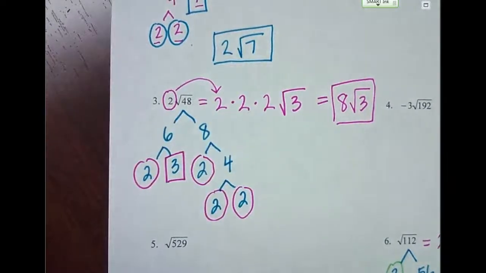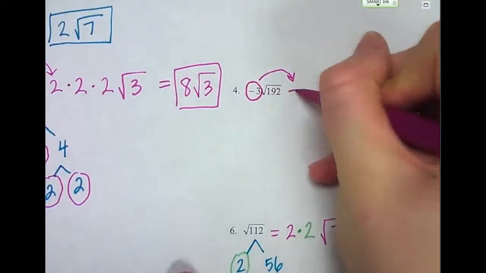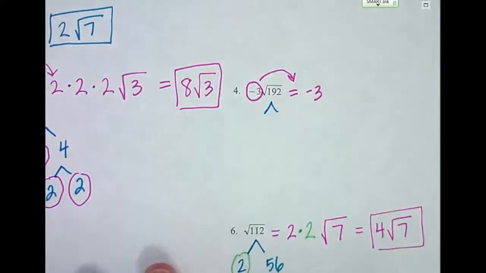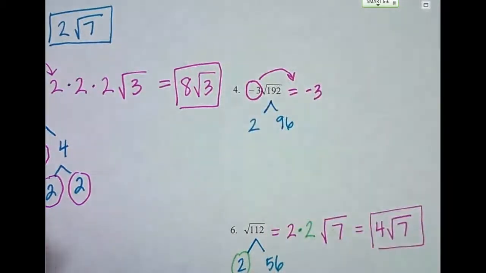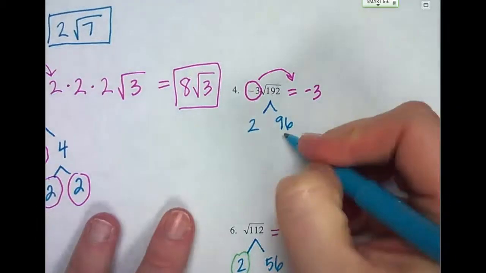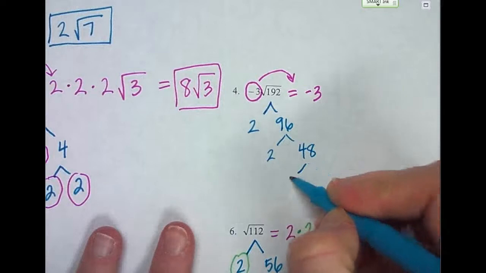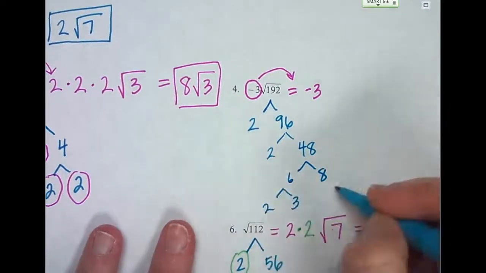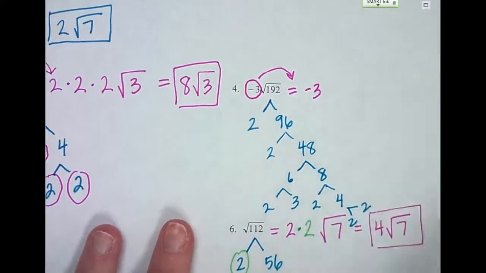Okay, let's do one more like that, number 4. So again, you have that number in front, a -3. Go ahead and put it in your answer so you don't forget it. And then let's break down 192. So again, I don't know what goes in 192, but I know it's even. So I'm going to divide it by 2, and I get 2 times 96. So then I can break down 96 is 2 times 48. You can break down 48 like we just did, 6 times 8. 6 is 2 times 3. 8 is 2 times 4. And I'm running out of room, but 4 is 2 times 2.